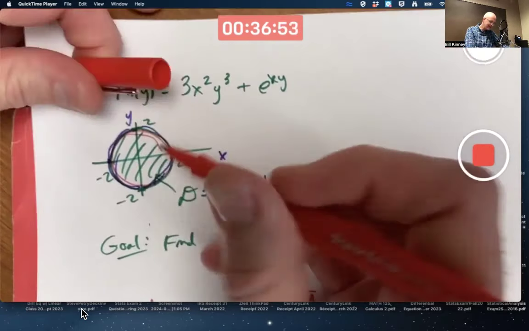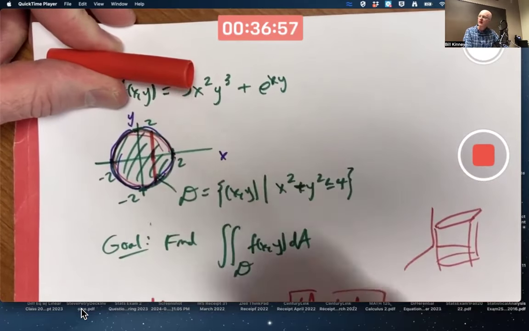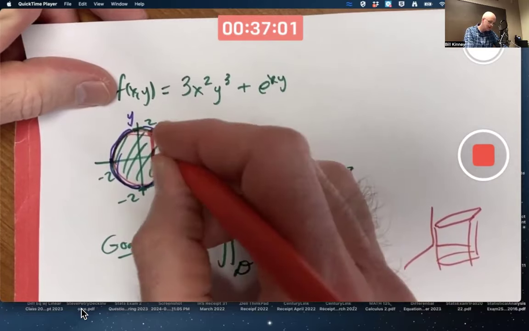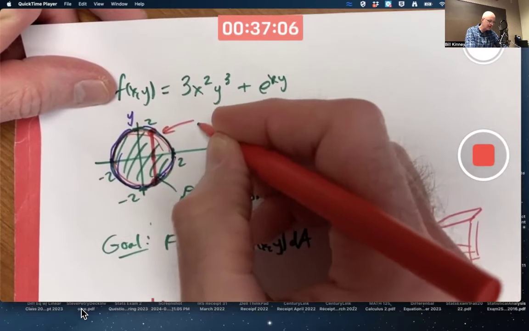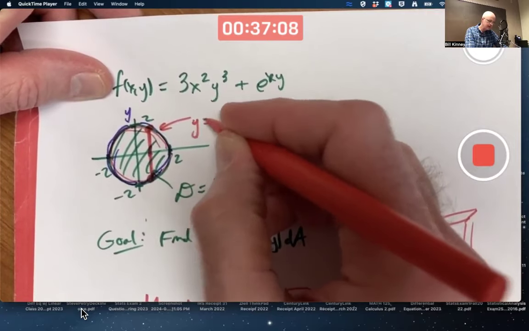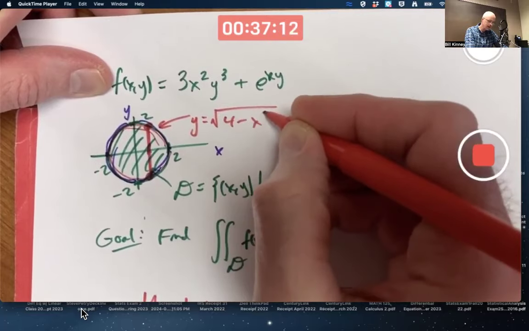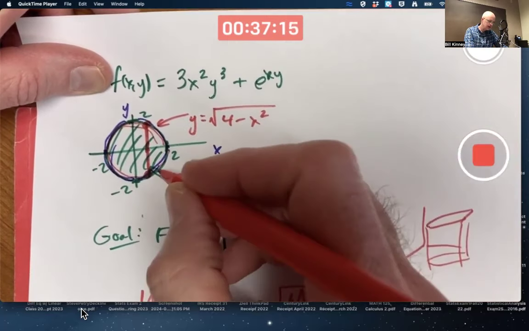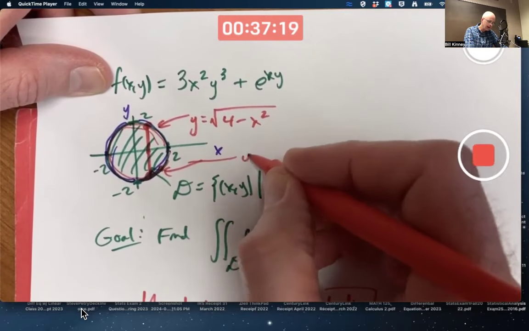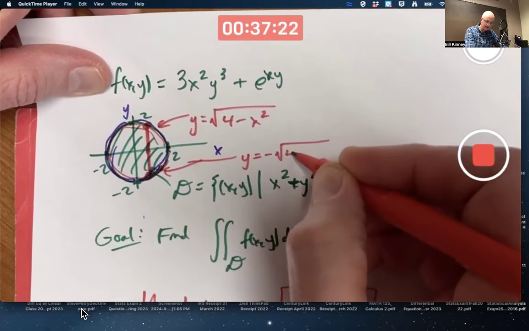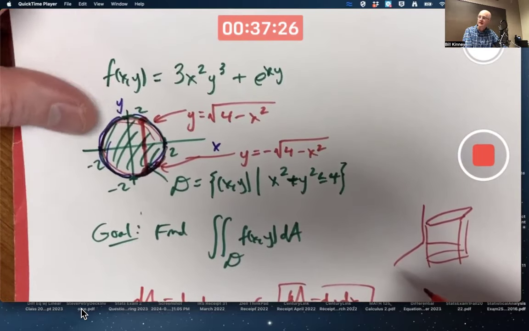For any value of x between -2 and 2, y varies between two functions of x. A lower function and an upper function. The equation of the upper one, the upper semicircle, solve for y, is the square root of 4 minus x squared. The equation of the lower semicircle is y equals negative square root of 4 minus x squared. Those become the limits of integration for the inner integral.